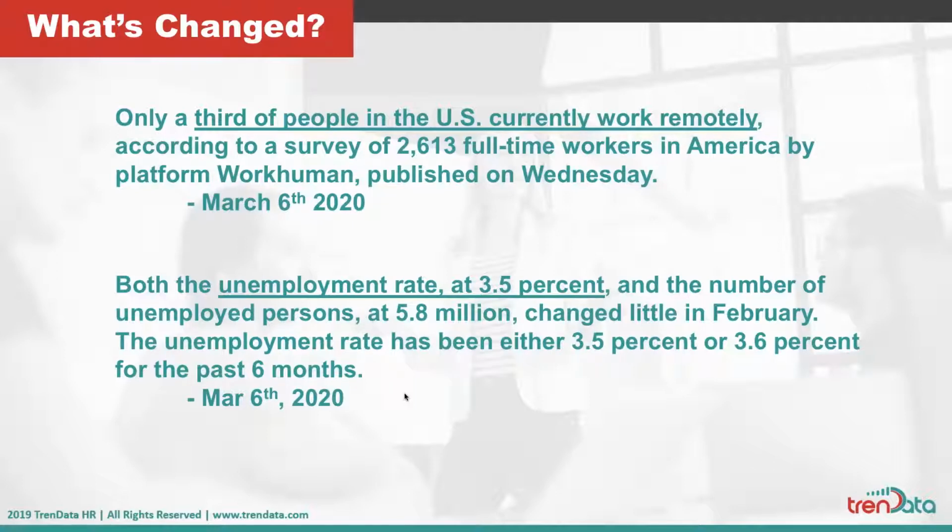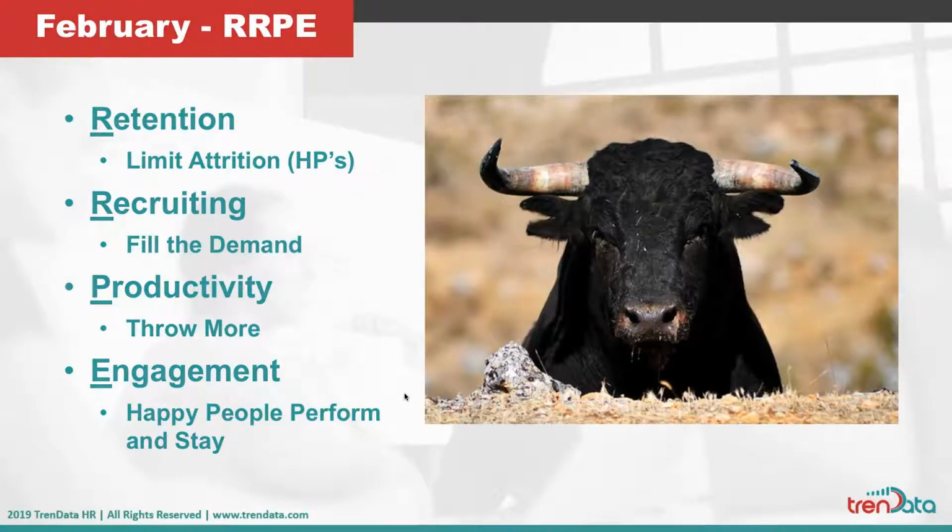Now these are just two statistics that have changed drastically in the last 3 weeks. So if you look at it from the standpoint of the key areas and metrics that companies and vendors have been focusing on, go back to February when we were in a bull market. You had retention, recruiting, productivity, engagement. Retention was all about limiting attrition, keeping people from leaving your company, particularly your high performers, being able to find your high performers, make sure that they're engaged, productive, you're taking care of them so that they don't leave to a very, very tight job market as it was in February.